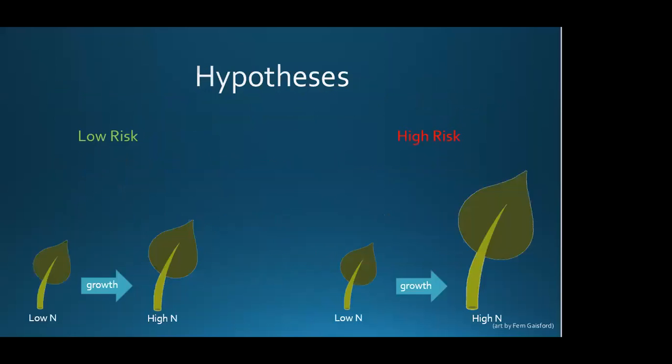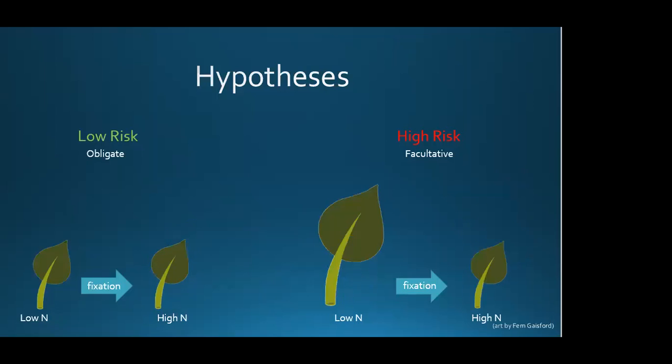In general, I expected that high-risk species would have more variability in response to nitrogen addition than low-risk species. For example, I expected that the difference between growth rates at low nitrogen and high nitrogen addition would be greater for the high-risk species than the low-risk species.